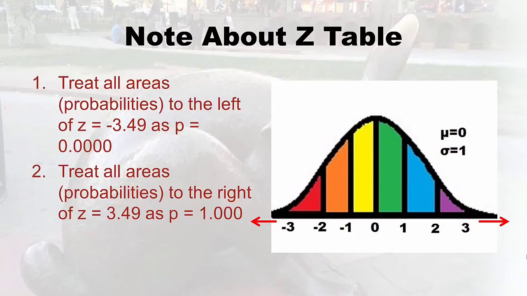Then the second thing is treat all areas or probabilities to the right of z equals 3.49 as p equals 1 or 100%. As you could imagine, 3.49 is at the top of the curve. So if you calculate a z and you got like a 5, you can just assume that's 100%, right? Or 1.